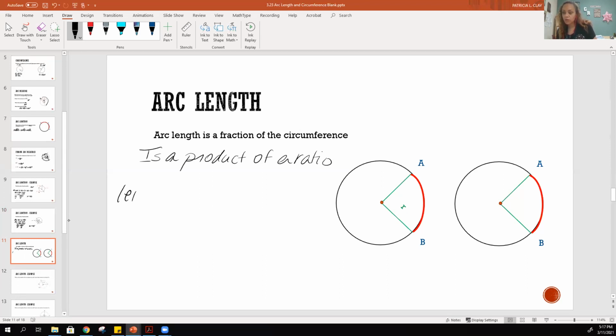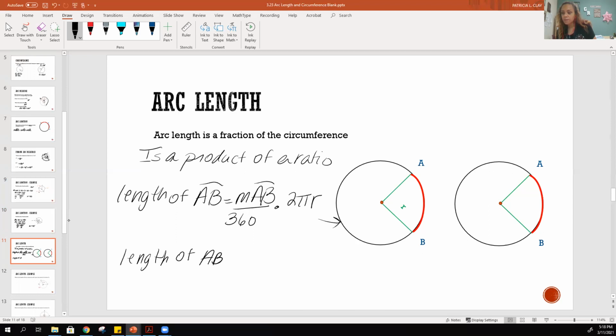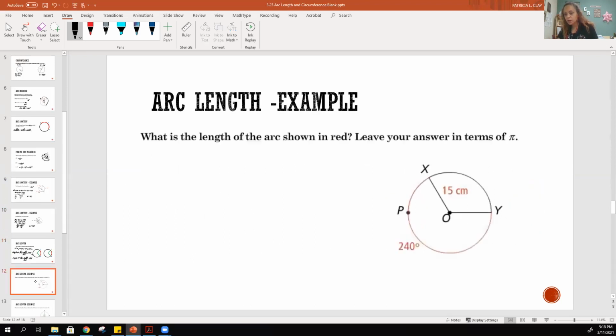So I'm going to write our little formula here. So we have the length of AB, of arc AB, to be exact, is equal to the measure of arc AB over 360 degrees, so a full circle, times 2 pi r. And we see we have our r shown right here in this example. Well, because I have 2 pi r, what do I remember about the diameter also? That means I can also rewrite this formula to include the diameter if it's given to me. So I'm going to have the length of arc AB is equal to the measure of arc AB over 360 times pi times the diameter. Okay, so now we have it set up so that we know no matter which way we get our values.